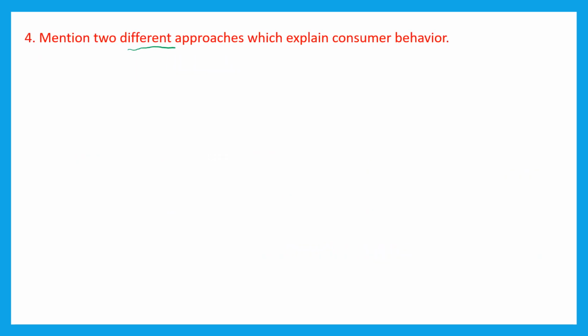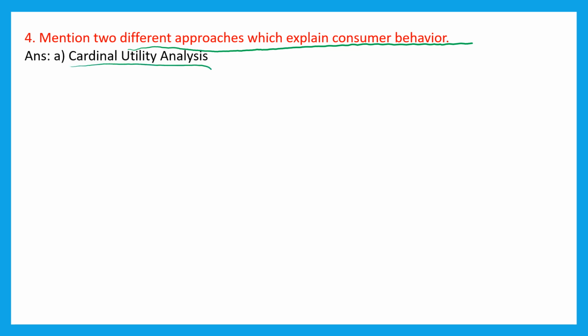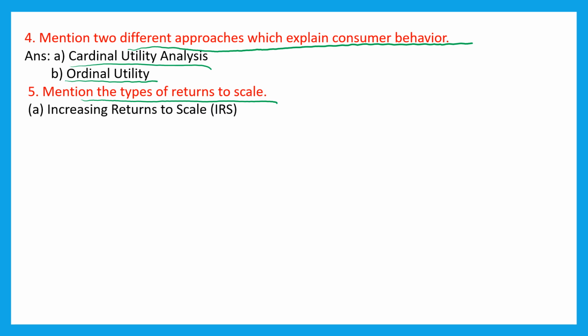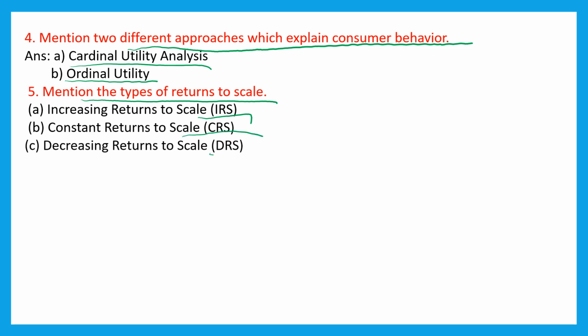Mention two different approaches which explain consumer behavior. Cardinal utility analysis, ordinal utility analysis. Mention the types of returns to scale. Increasing returns to scale, constant returns to scale, decreasing returns to scale.